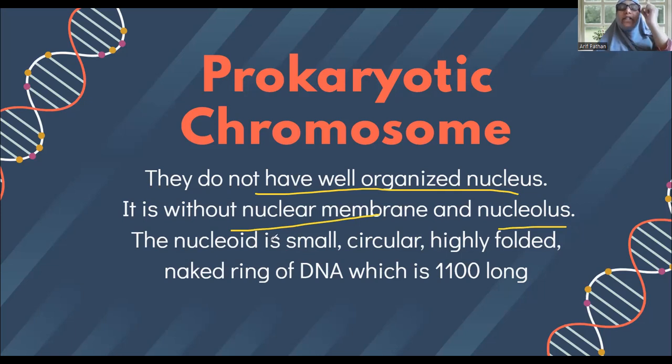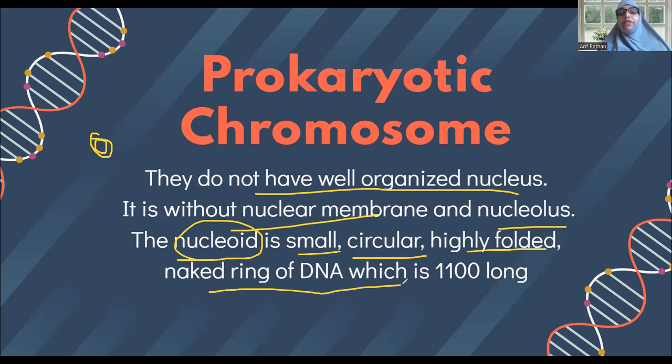The genetic material is actually the nucleoid, which is small and circular in nature. The prokaryotic chromosome is circular in nature and it is highly folded, and because we now know that the DNA is very long, approximately meters, it has to undergo folding. And it has to fit into that small bacterial cell. It is a naked ring of DNA in bacteria. It is approximately 1100 meters long.